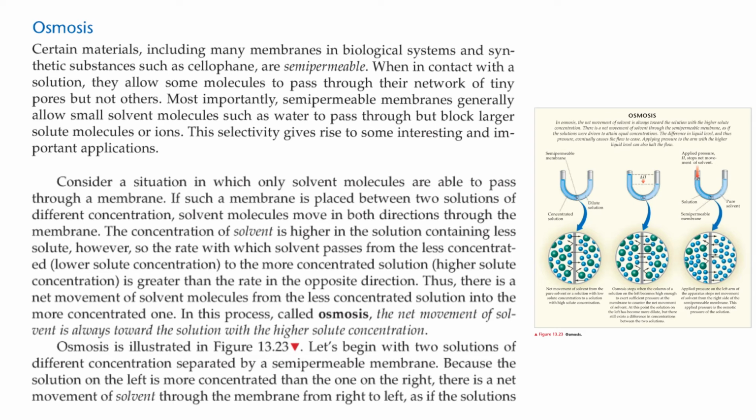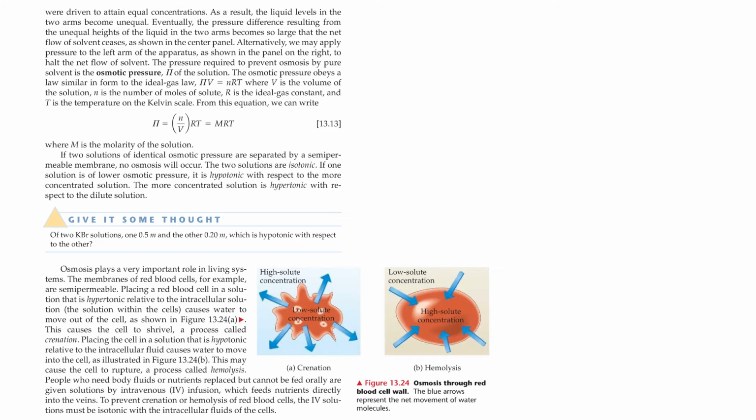Let's begin with two solutions of different concentrations separated by a semipermeable membrane. Because the solution on the left is more concentrated than the one on the right, there is a net movement of the solvent through the membrane from right to left, as if the solutions were driven to attain equal concentrations. As a result, the liquid levels in the two arms become unequal. Eventually, the pressure difference resulting from the unequal heights of the liquid in the two arms becomes so large that the net flow of solvent ceases, as shown in the center panel.